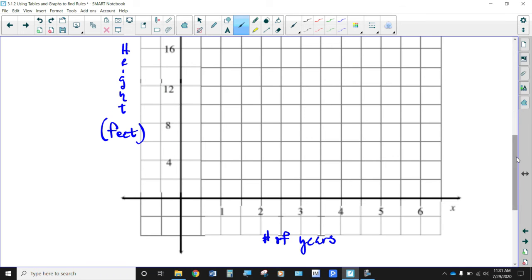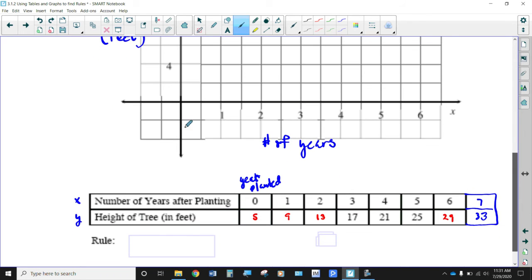So let's go ahead and take all of this data and plot it on the graph. Go ahead and pause the video as you insert all of these ordered pairs. Remember, these are XY coordinates. So the first one would be (0, 5). Then the next one would be (1, 9), and so on and so forth.